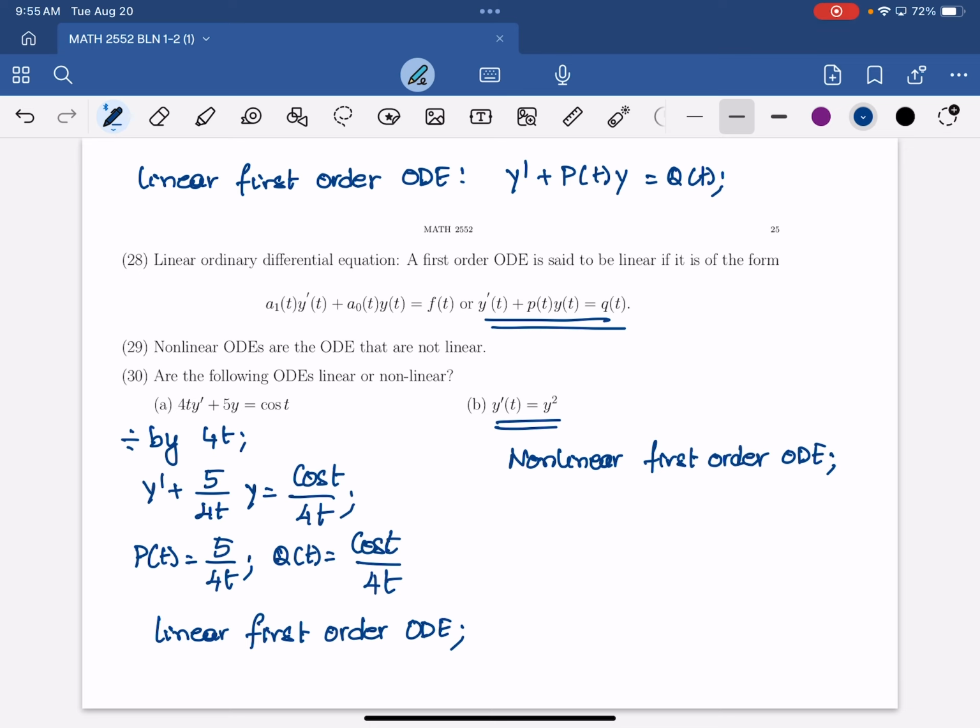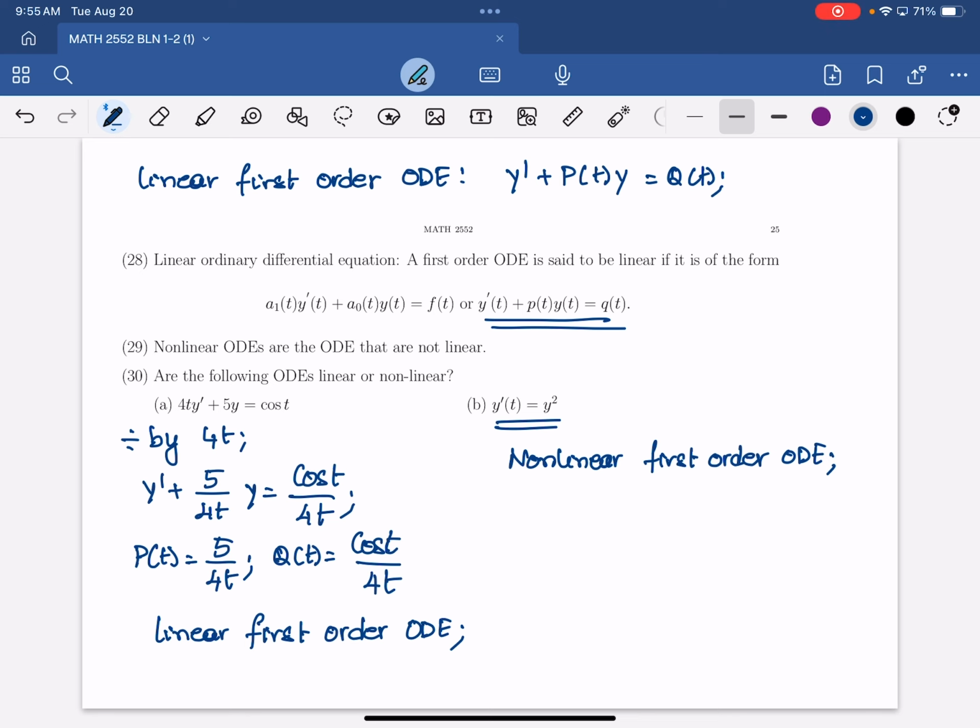Just by looking at it, I'm not trying to find out, okay, the coefficient of y prime is already 1. I'm not trying to find out what is my p of t, or what is my q of t. The reason being the exponent of y should be 1, but in this case the exponent of y is 2. So show and tell, look and tell. You look at it and you say it is non-linear. Is that clear?